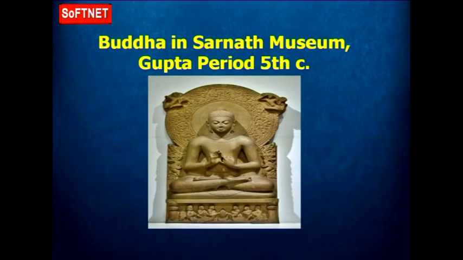So let us look at some examples of sculpture. We have discussed methods and certain techniques of sculpture making, and let us look at what kind of sculptures happen around in the world. This is an early example of Indian sculpture. It is Buddha from Sarnath, coming from the Gupta period.